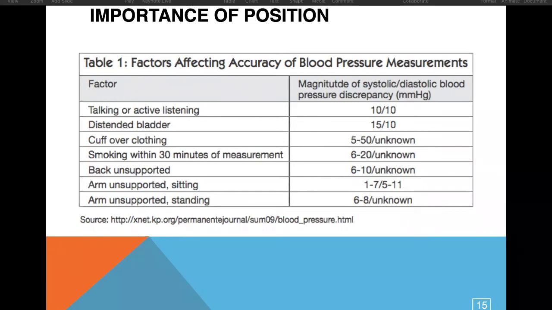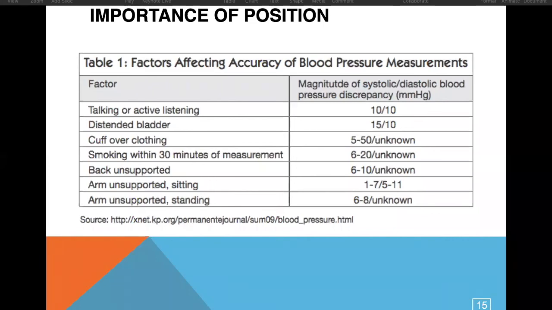If they have smoked within 30 minutes of taking their blood pressure, it could cause a drastic range of change. It's challenging. If they're sitting with their back unsupported, again, it could cause a big range. Or if their arm is unsupported, again, there's a pretty big range in there. And if they're standing, it can actually be increased.